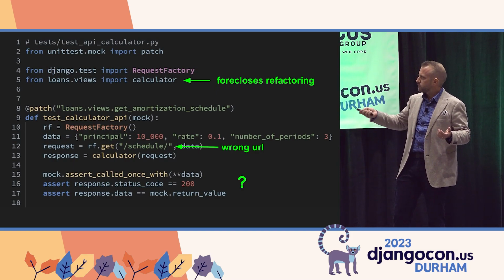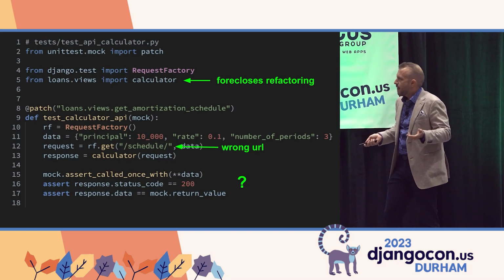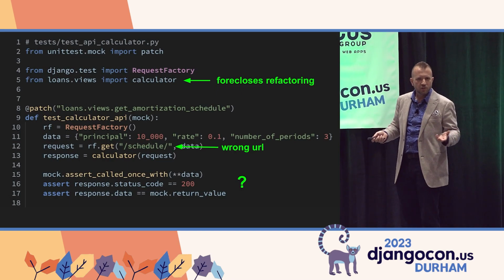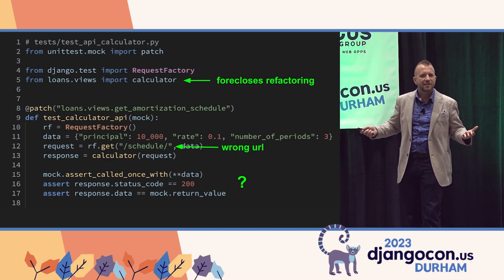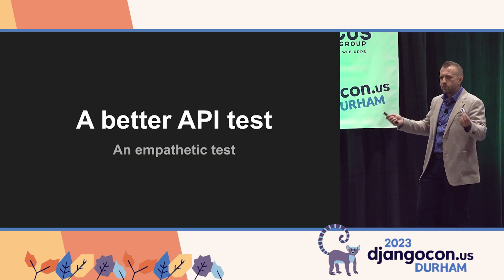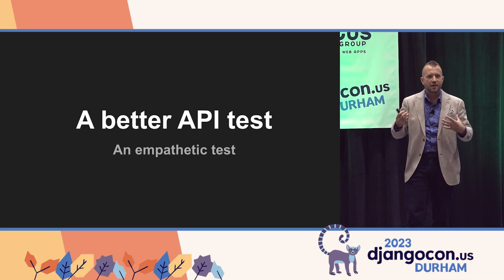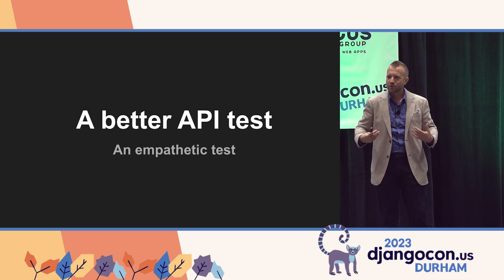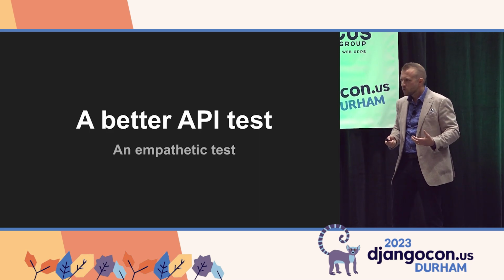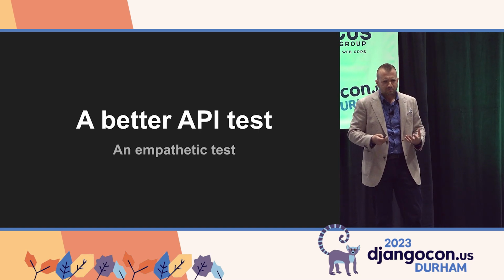And then finally, right, we've patched this function, get amortization schedule. What does that mean? I don't know. And we're asserting that we've called the function with some arguments, and we don't really know what we're doing. It's not clear. So what if we wrote a better test? What if we put ourselves in the shoes of that frustrating situation when we come to make an improvement and things fall apart? What if we used a bit of empathy, right, to prevent that situation?